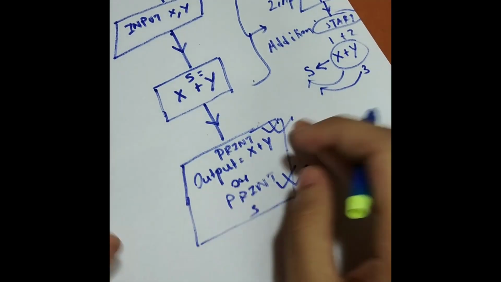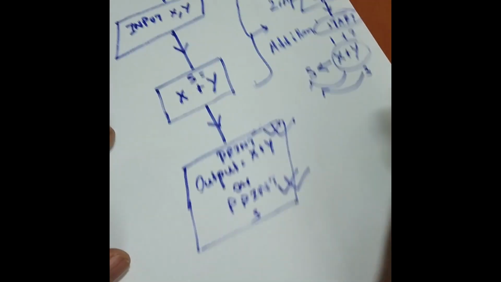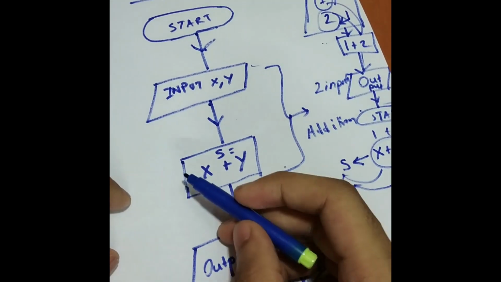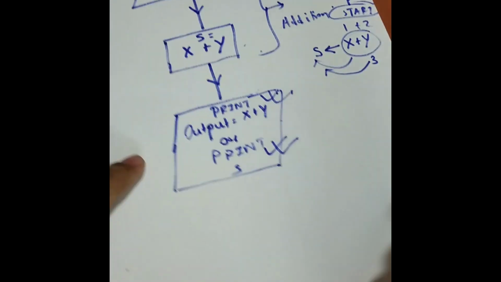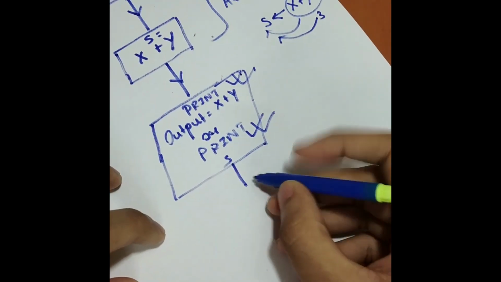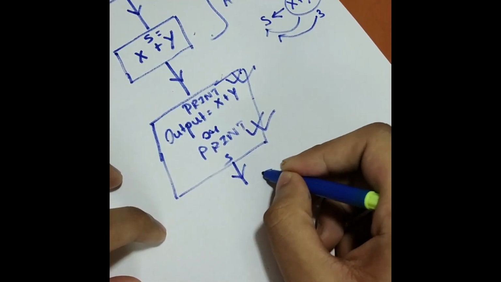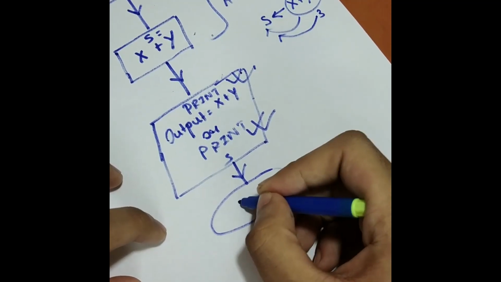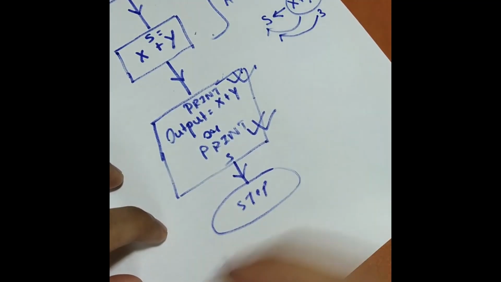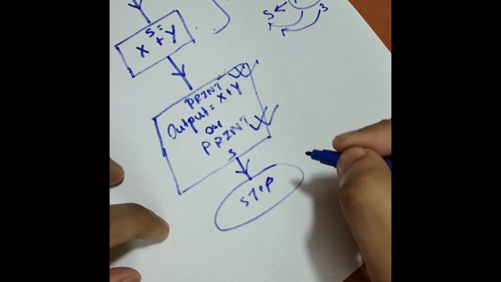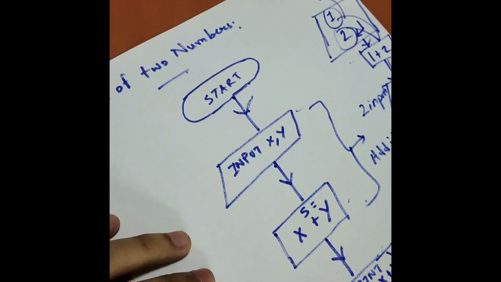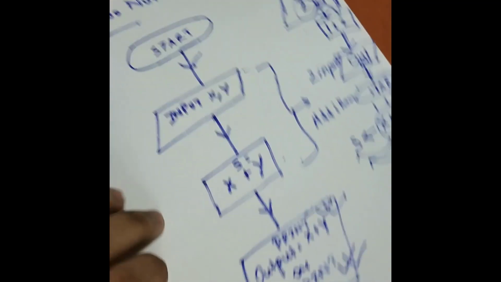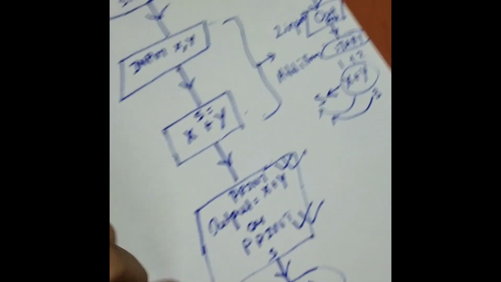So what next? Our job is done. The addition of two numbers is done. Addition is done. Printing is done. I have got the result. What's next? I have to stop the flowchart. I have to simply stop the flowchart. Stopped. That's how it looks like. Sum of two numbers. Then this is the flowchart of this program.